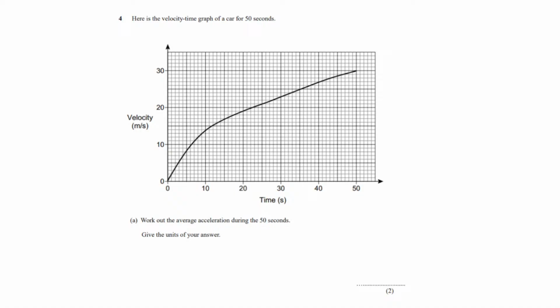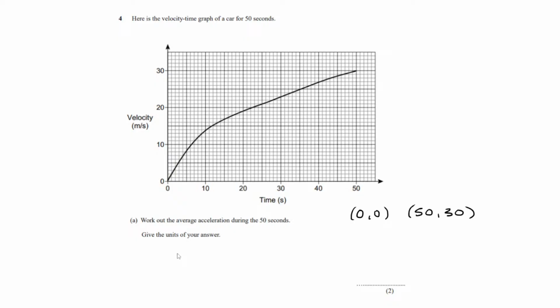So work out the average acceleration during the 50 seconds. So they've said for the whole thing, basically, haven't they? They've said for the whole thing. I guess it's like if you were to draw a line joining up the start and the end, isn't it? But realistically, in this case, I guess you don't need to because you can see those exact coordinates. But yeah, the logic is the same. It's still that kind of tangent question.